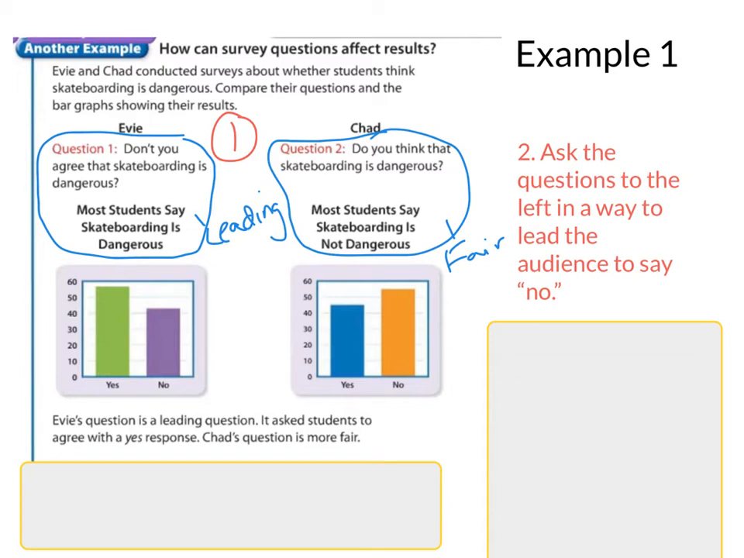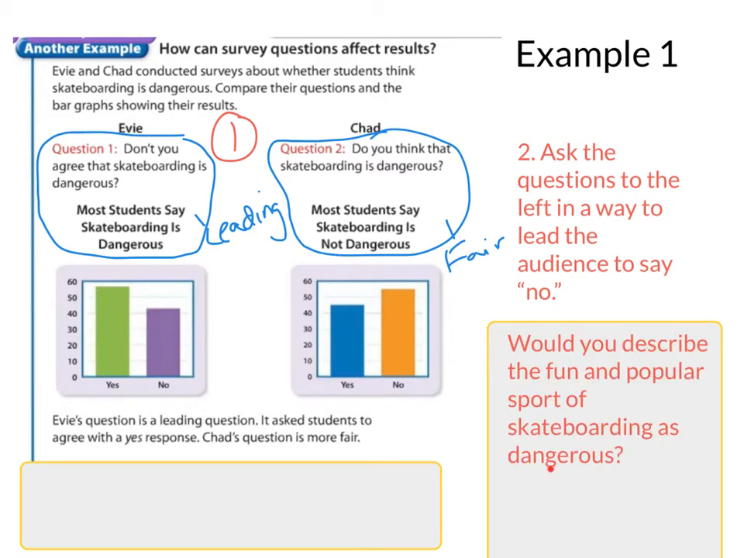I want you to pause the video and think about it. Unpause it when you're ready. In 3, 2, 1. Now here's one way you could have done it. Yours does not need to sound like mine, but this is one way that you could lead people to say no. Notice how, would you describe the fun and popular sport of skateboarding as dangerous? Notice how I tell the audience that it's fun and popular, trying to sway their opinion.